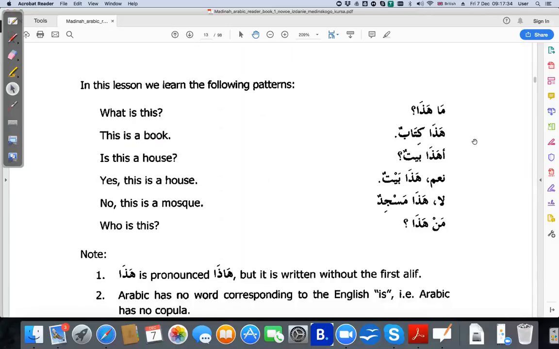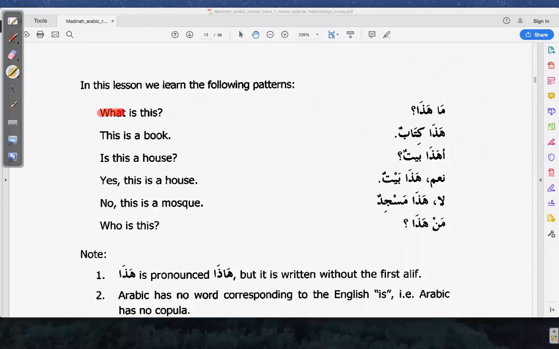ما هذا, هذا كتاب. ما هذا, هذا كتاب. هذا بيت, this is a form. Second form to answer, yes, نعم هذا بيت. Or you ask, لا هذا مسجد. من هذا, we use to ask for humans, yeah, who is this, okay? That's perfect.